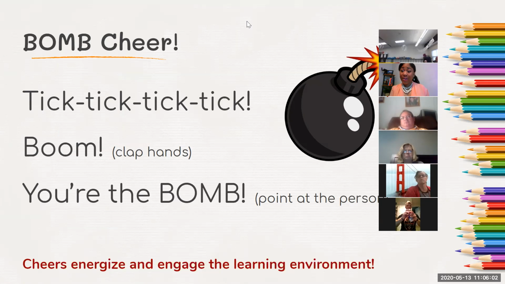So for all of those who just shared, I appreciate you. And we call this a bomb cheer. What you do is you put your hands together and you say, tick, tick, tick, tick, boom, you're the bomb. And then you point at the person. And when you have a whole room full of people doing that, the student's like, oh my goodness, I am so special and I did well. And then they'll continue on.